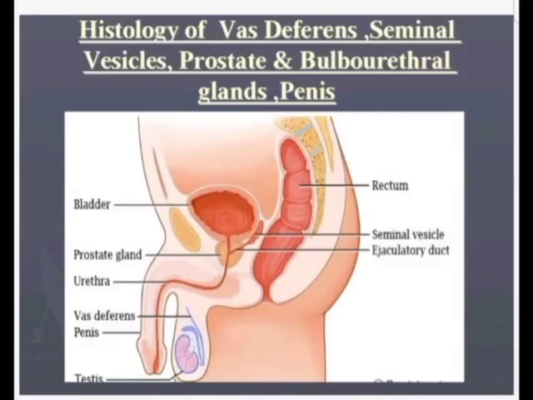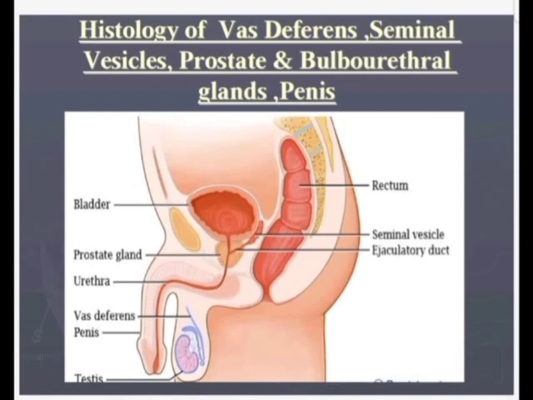Bismillahirrahmanirrahim. My dear students, today I am going to finish the male reproductive system, and we will talk about the seminal vesicles, the prostate gland and the bulbourethral gland, which are the accessory sex glands of the male. And ultimately we will study the histology of the penis, which is the copulatory organ.